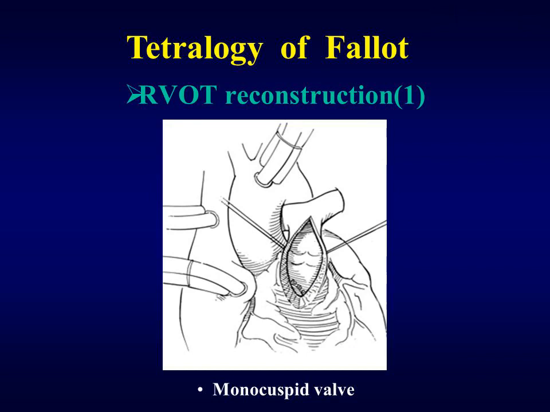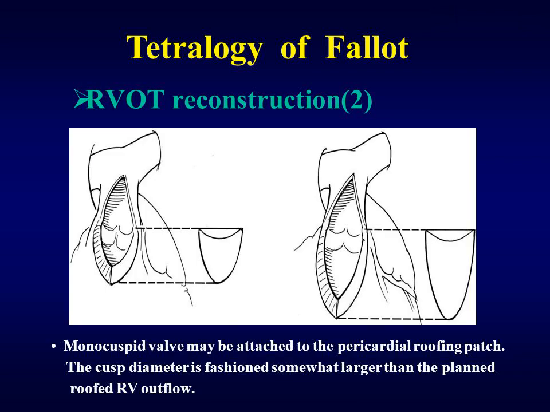Tetralogy of Fallot. VIT reconstruction 1. Monocuspid valve, VIT reconstruction 2. Tetralogy of Fallot. VIT reconstruction 2. The monocuspid valve may be attached to the pericardial roofing patch. The cusp diameter is fashioned somewhat larger than the planned roofed RV outflow.